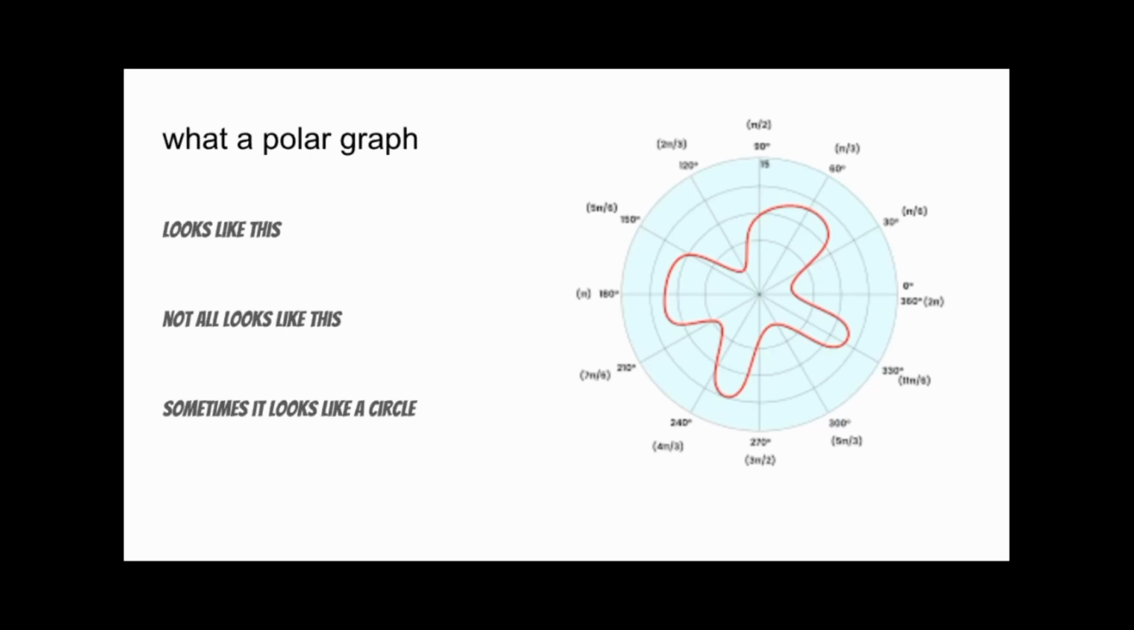What's a polar graph? It looks like this. Not all of them look like this, and sometimes it can look like a circle. Is that 30 degrees? Yeah, that's tiny. But it goes from 0 to 2 pi, or 0 to 360. What is circle?